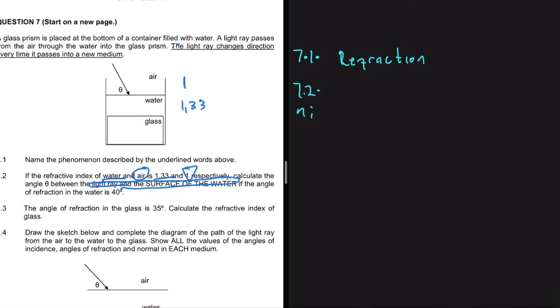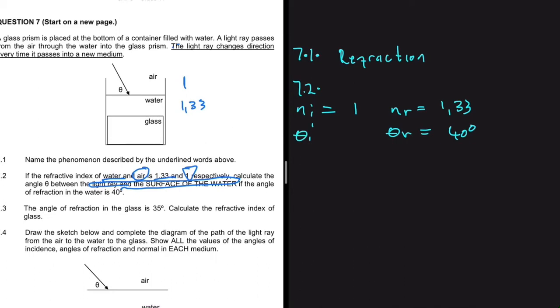So N incident, where is our light ray incident? It's incident on the air, right? And then the refractive index is 1. And then N refracted, the medium the light ray is moving into. We know that that is water, right? And the refractive index is 1.33. And then we are given the refracted angle. So theta R for refracted, which is said to be 40 degrees. And then the question is saying, let's find the angle of incidence of the ray, right? So that's what we're looking for.